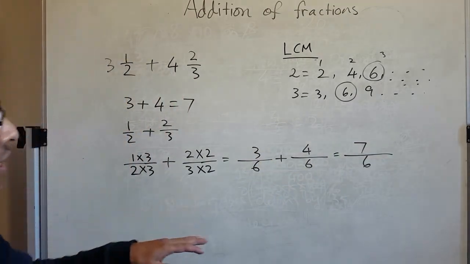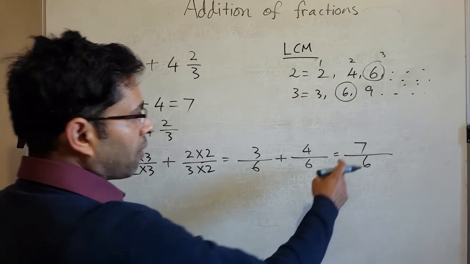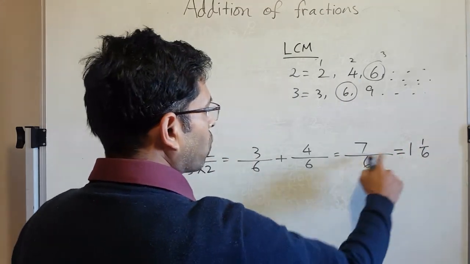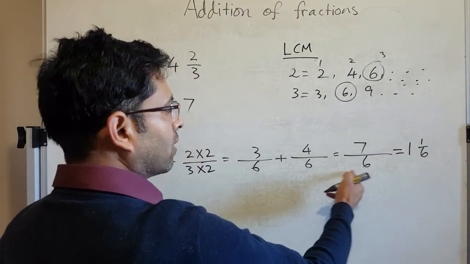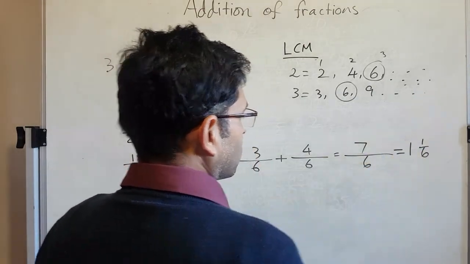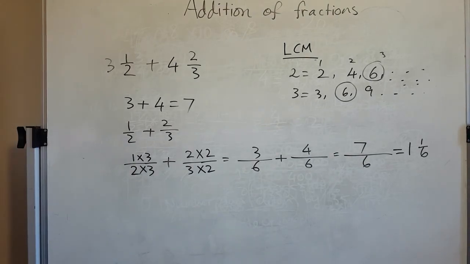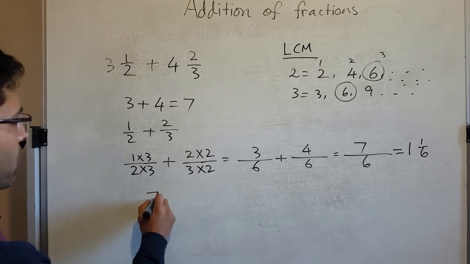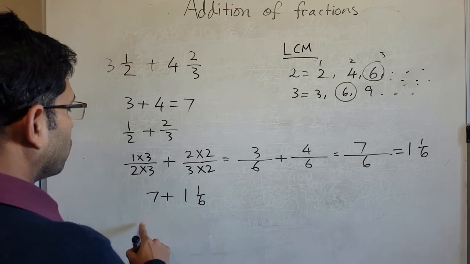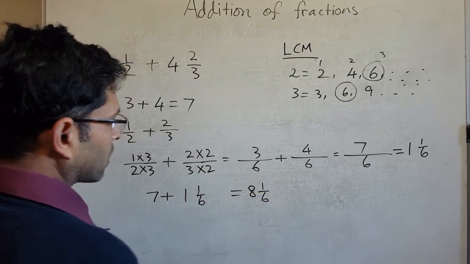In this case, you can see that 7 over 6 is an improper fraction. 7 over 6 is basically 1 and 1 over 6, because it's $1 whole and 1 over 6 cents there, right? So 6 times 1 plus 1, which is 7 over 6. Now we just need to add these two values. So 7 plus 1 and 1 over 6. If we add them, it's easy. We have $7, $8, so $8 and 1 over 6 cents.